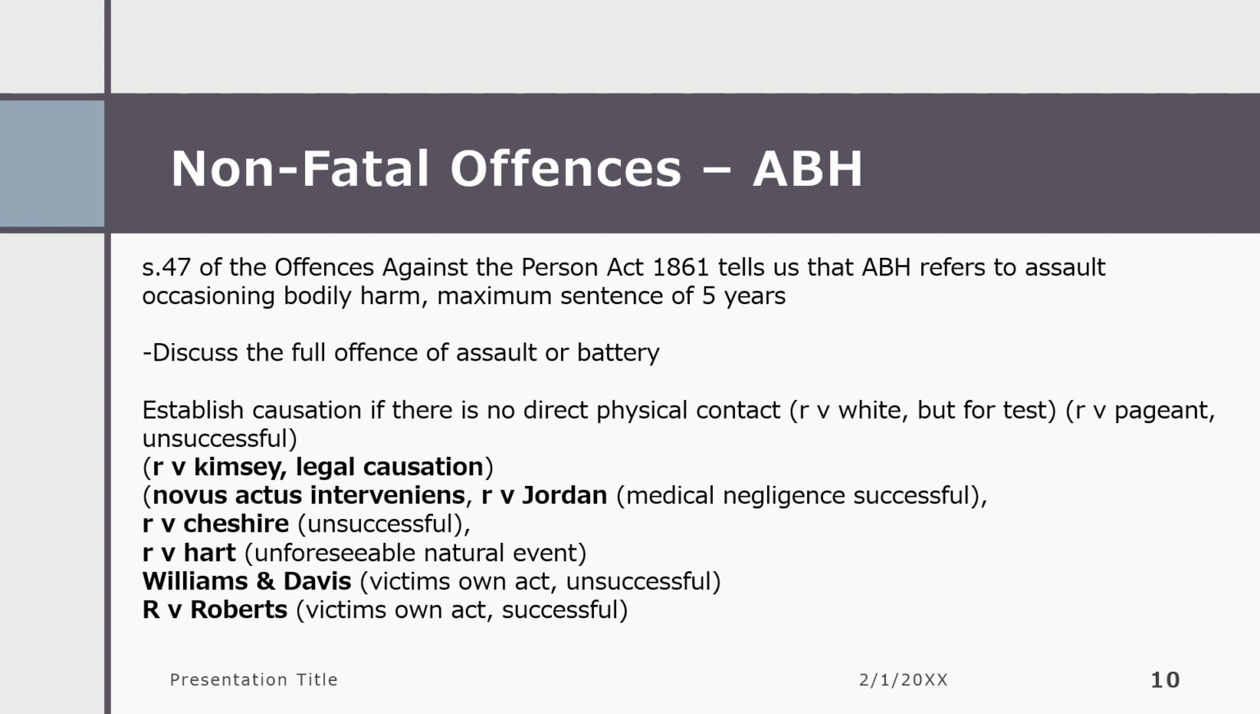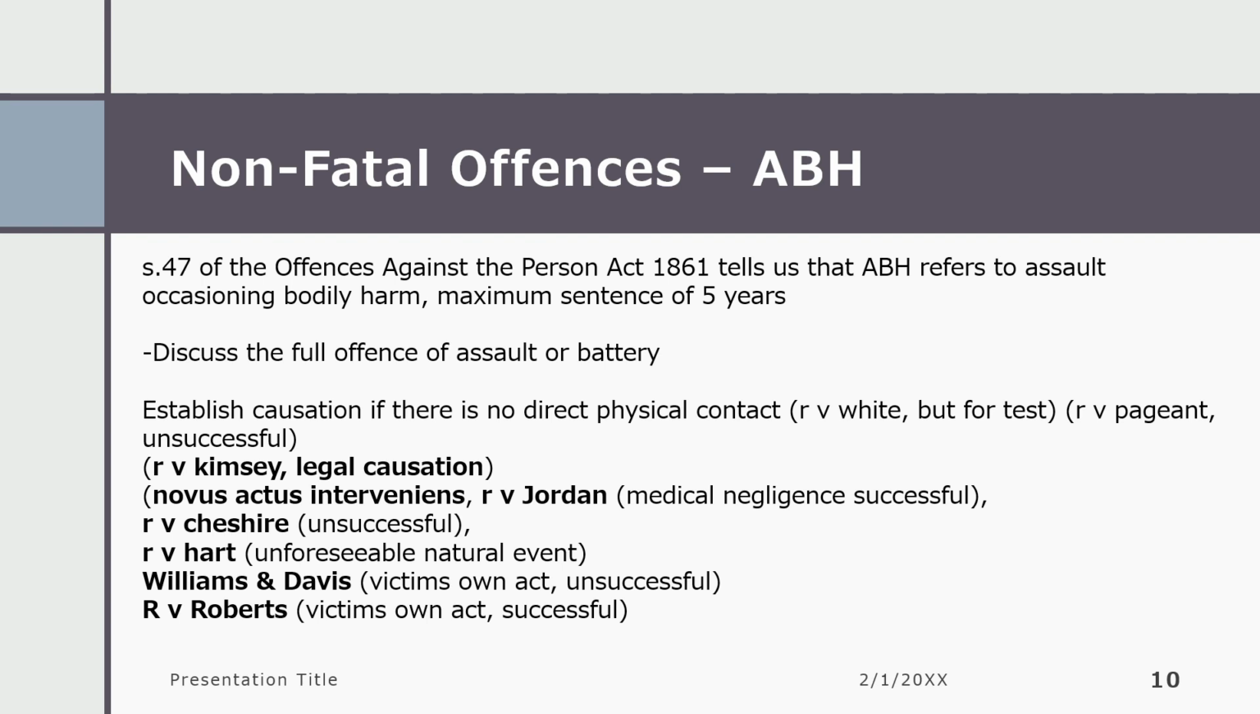So ABH this time. So section 47 of the Offences Against the Person Act 1861 tells us that ABH refers to assault occasioning bodily harm with a maximum sentence of 5 years imprisonment. So comparing this to common assault, so common assault refers to assault and battery, this is governed by statute. So to prove ABH, first you need to discuss the full offence of assault or battery.